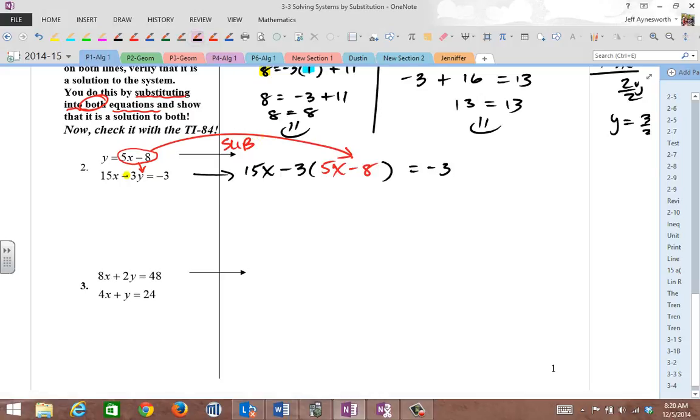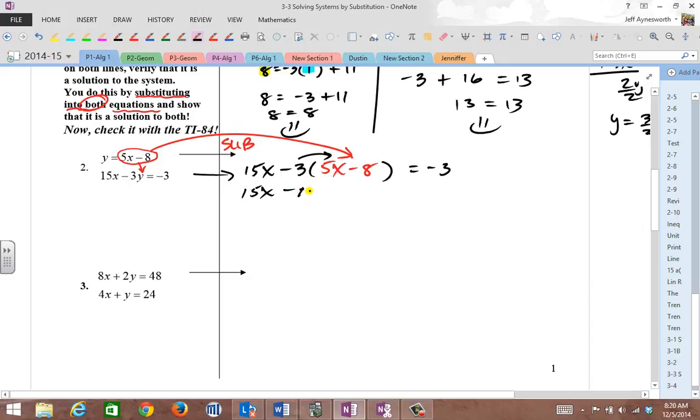Okay? So you don't have to isolate anything because y is already isolated. Only in example 3, that's the first one where we have to do some isolation. But here, it's fairly simple. So distributing through, we get 15x minus 15x again, plus, right? Negative 3 times negative 8 is positive 24, and that's equal to negative 3. Collecting like terms, I get 0 here, plus 24 equals negative 3.